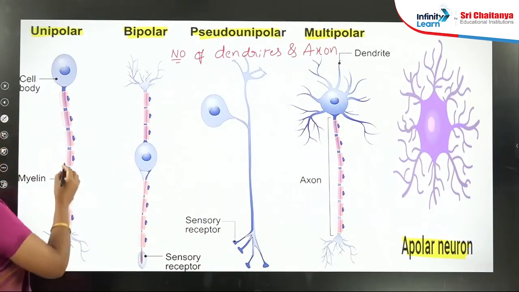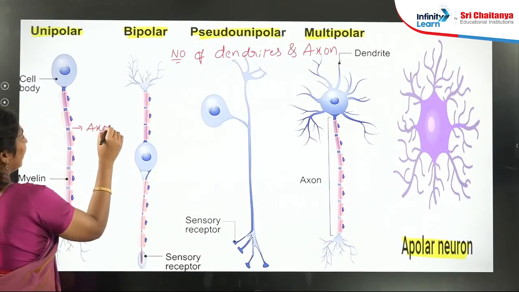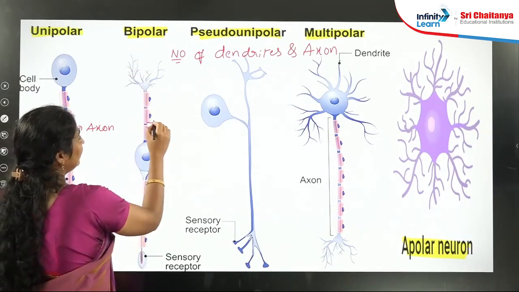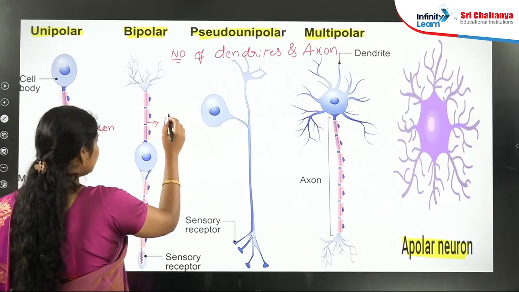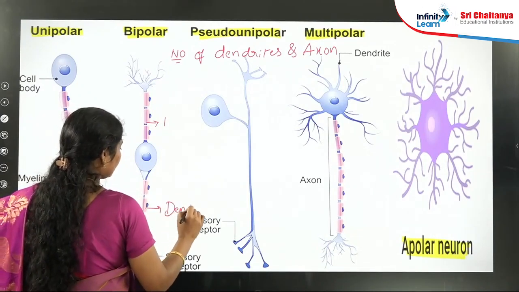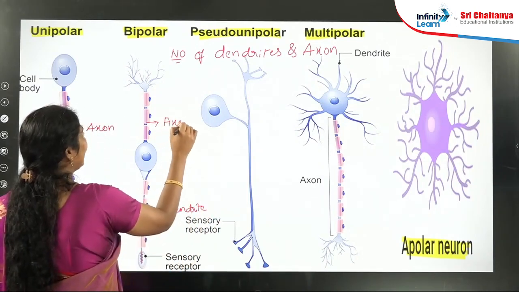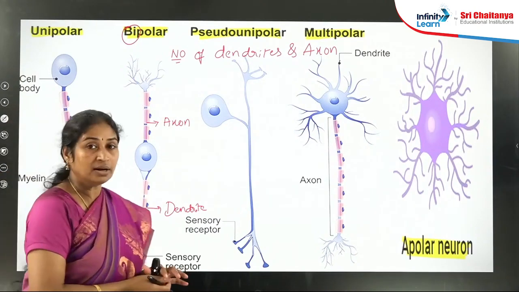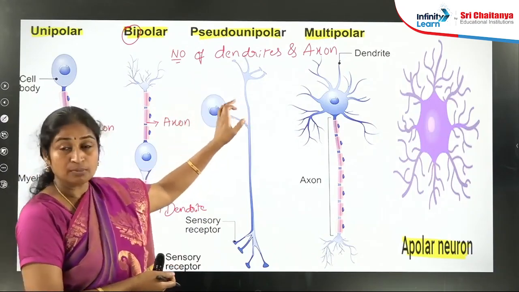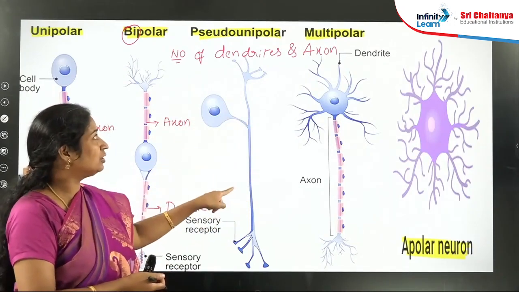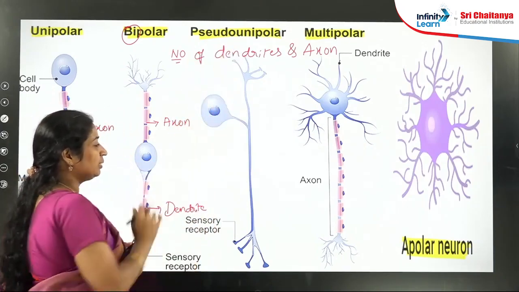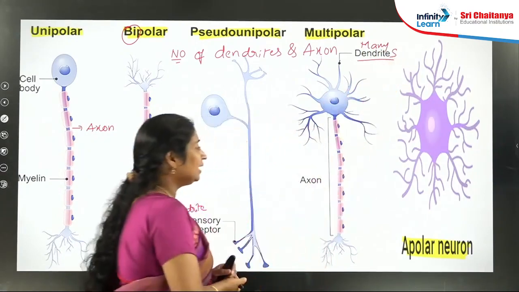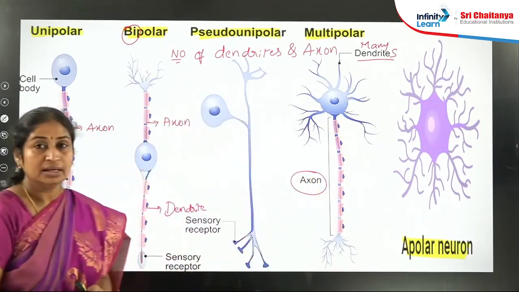First one is unipolar. In this unipolar, it has only axon. It has axon but no dendrites. So it is known as unipolar. In the case of bipolar, it has dendrite as well as axon. So for that reason, it is known as bipolar. Next, pseudo-unipolar. In this pseudo-unipolar also, there are no dendrites. It has an axon, but the axon is branched in nature. Because of the branched nature, it is known as pseudo-unipolar. It looks a little different. And multipolar has many dendrites and one axon only.